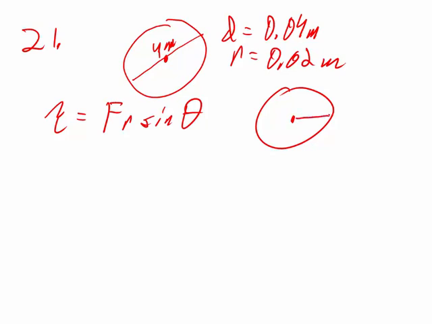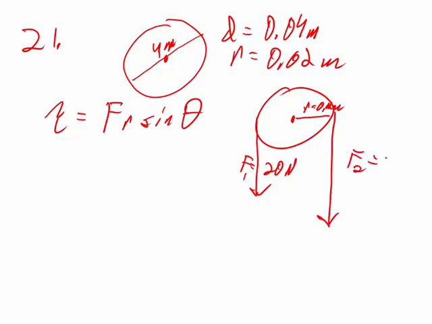All right, so we got a radius of 0.02 meters. And we got a force going this way, and that one's 20 newtons. That's a force. Let's say that's F1. And then we got a force going this way, and this is F2, and it is 30 newtons. Okay. All right, now we need to remember the right-hand rule when we're talking about torque.